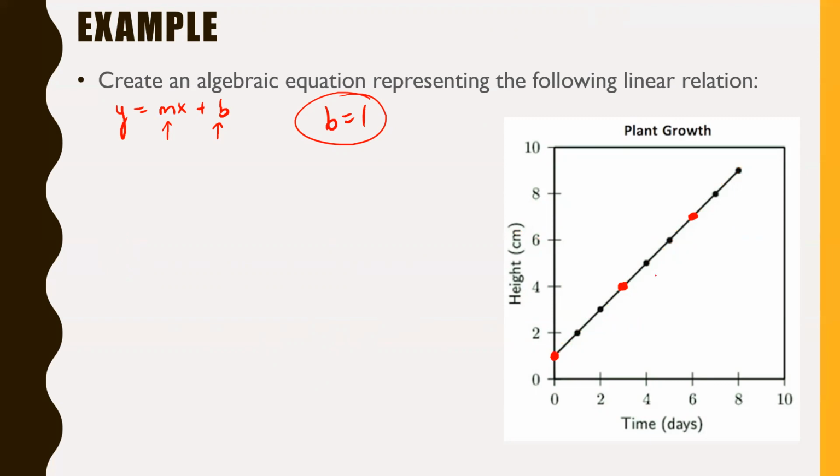So if I'm picking these 2 points, I want to find my slope, so my rise over run. I'm going to go up this way. This is my rise. Let's see how far I went there.